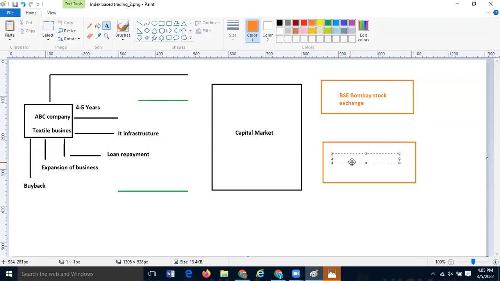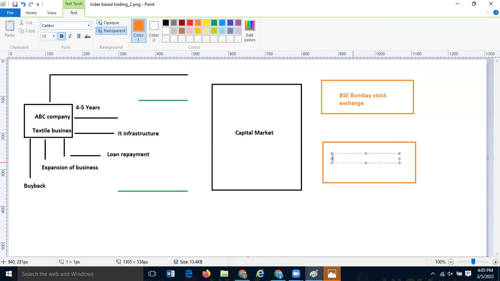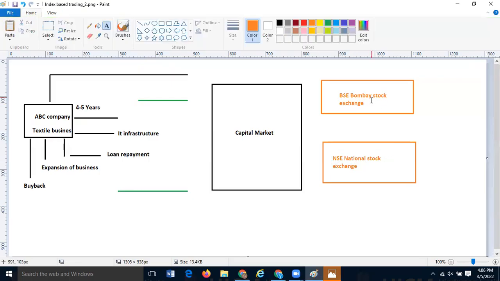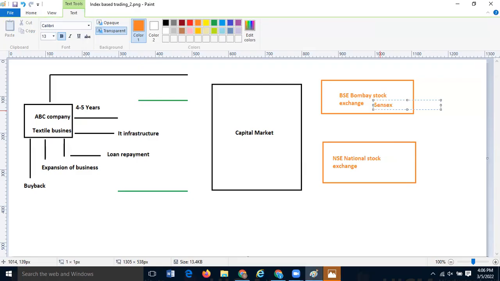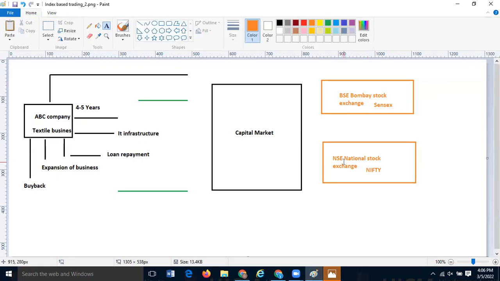And this is the NSE, National Stock Exchange. See, the Bombay Stock Exchange is also called Sensex. It is in Bombay. It was the first stock exchange which helped firms raise capital in the capital market. And then we have the National Stock Exchange, which is in Delhi. They call it the Nifty in short form. This is the Sensex, Bombay Stock Exchange, and this is the Nifty, National Stock Exchange, NSE.